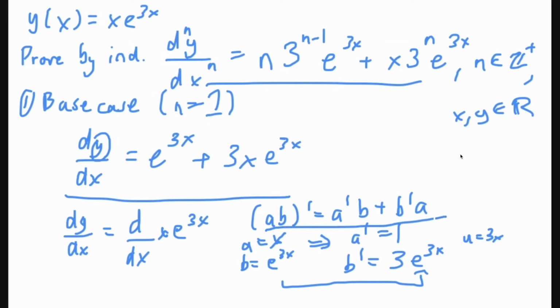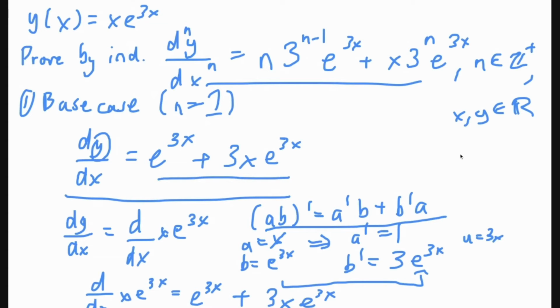And so we have d over dx of x times e to the 3x is equal to a prime b, which is 1 times e to the 3x, plus b prime a, which is equal to 3 times e to the 3x times x. So we have 3x times e to the 3x. And by doing so, we see that the left-hand side of the equation, which is dy over dx, we just proved that that is equal to e to the 3x plus 3 times x times e to the 3x, which is identical to the right-hand side of the equation, which is the exact same thing. So we've just basically proven the base case.